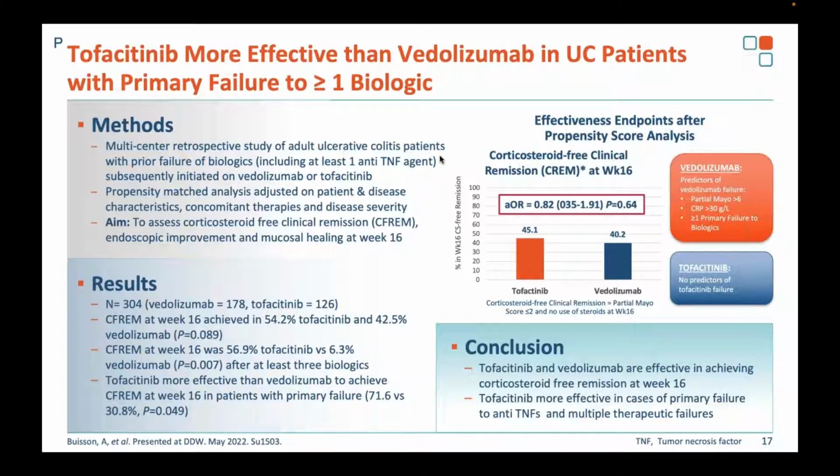And then the other thing that really mattered is if you'd failed a biologic before, and all these patients had failed at least one biologic, if you had primary failure, then tofacitinib again came out as more effective than vedolizumab. And to me, that rings true. Tofacitinib is a drug that works well in patients with difficult disease. Vedolizumab is a drug that perhaps works less well in that cohort.